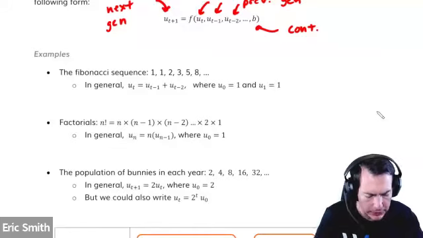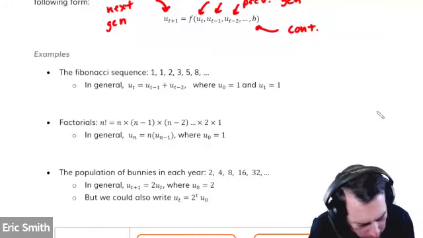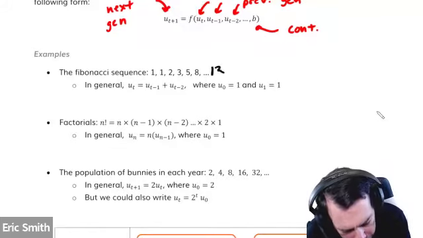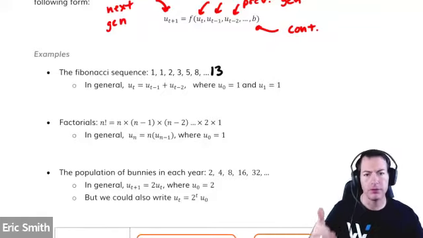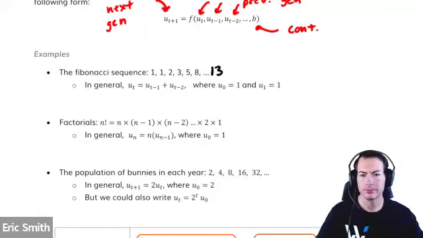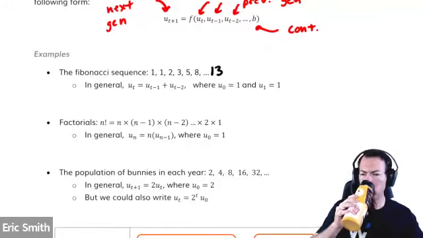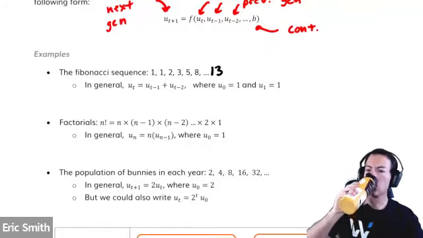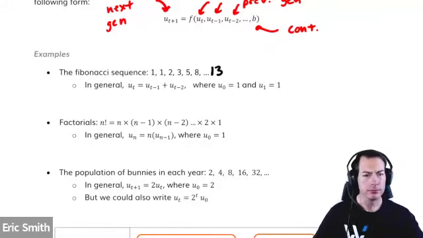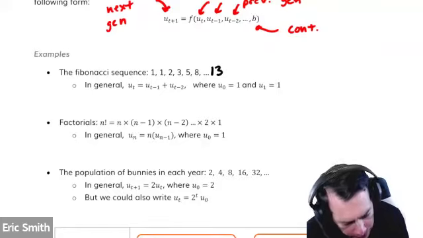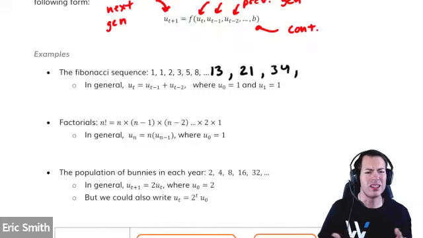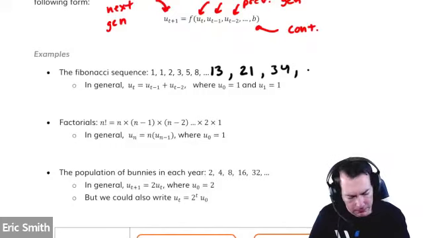So I only took this out to 8, but if I wanted to go one further, let's see, what would the next one be? The next one would have to be 13, because that would be 5 plus 8. Let's see, the next one after that would be 21. That'd be 8 plus 13. And the one after that would be 34. I could continue this as far as I wanted.